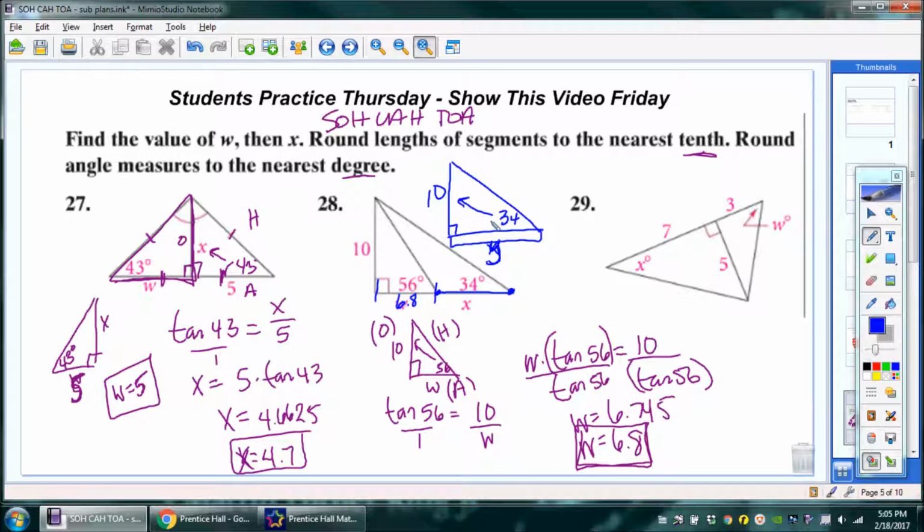So find the whole length at the bottom. We have opposite over adjacent. So tan of 34 equals opposite over adjacent. Cross multiply, 10 equals y times the tan of 34, divide by the tan of 34. So 10 divided by tan of 34 gives me 14.8. So I know this whole length is 14.8.